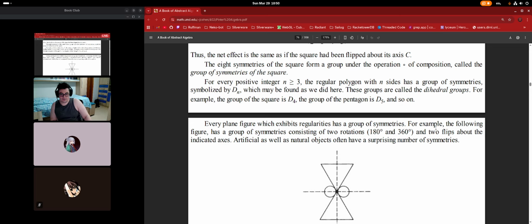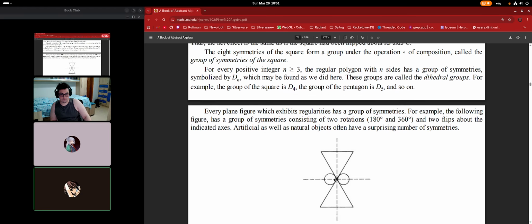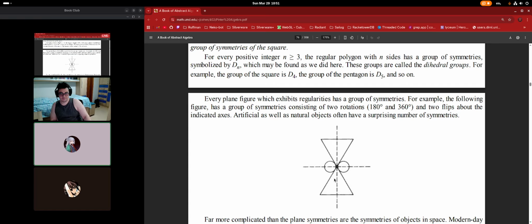For example, rhombuses, sorry, rhombi. Yeah, it's a rhombus, how you call it in English. I'm not sure what the plural is though. Okay, rhombuses, rhombi, I'm not sure. For example, the following figure has a group of symmetries consisting of two rotations, so 180 and 360. I've also heard it being called a lozenge. Okay, didn't know that word does exist. I think different English-speaking regions prefer different terms, I guess.